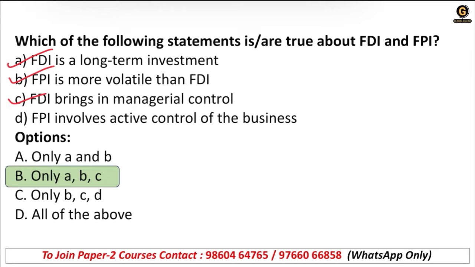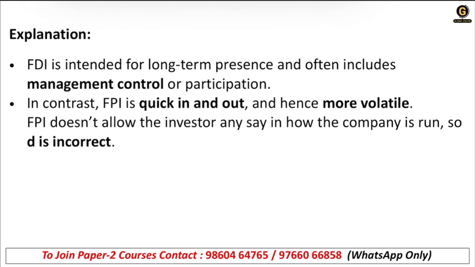FDI is a long-term investment, that is correct. FPI is more volatile than FDI, that is also correct. FDI brings in managerial control, correct. FPI involves active control of a business? No, that can happen in FDI when you are establishing a manufacturing plant over there. See, FDI is intended for a long-term presence and often includes management control or participation.